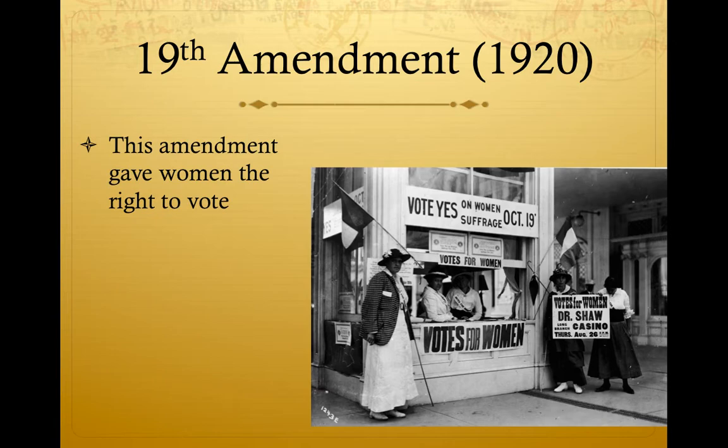This gives women the right to vote. It is probably one of the most important of all of our amendments, as it finally gave half of the country, women, the right to vote. There you see a kind of interesting women's suffrage "vote yes" campaign in an Italian-American community in New York City. This was a big deal for women. This finally allowed women to begin to compete on a level playing field with men, because now their opinions were seen as being equal.